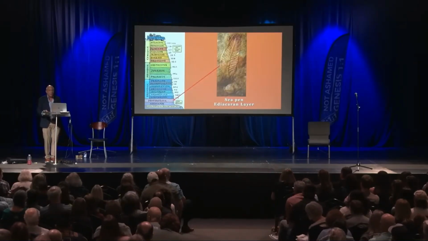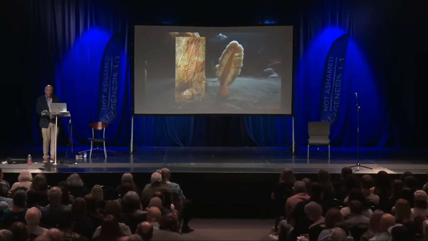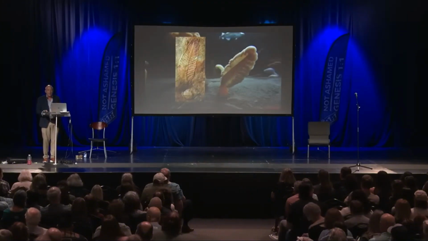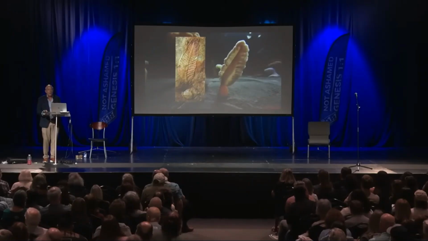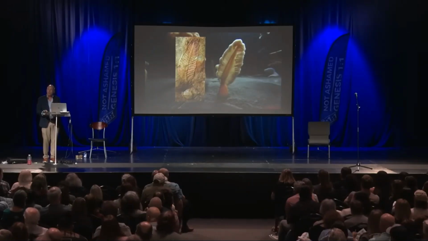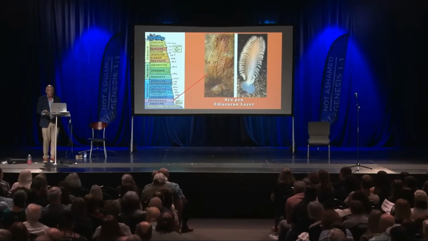Here's the bottommost layer. This is a sea pen. Guess what? That's a living sea pen, and you put them next to each other, and man, do they look similar, like the dogs. They look exactly the same. Of course, they gave them different names. Here's the next layer up.